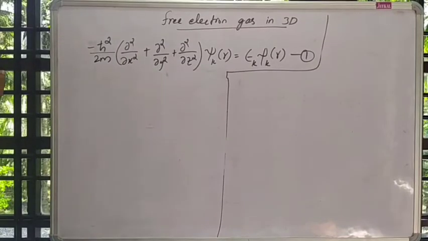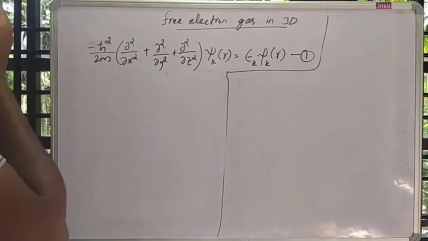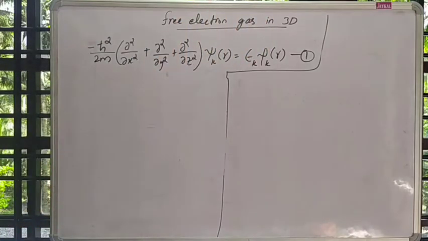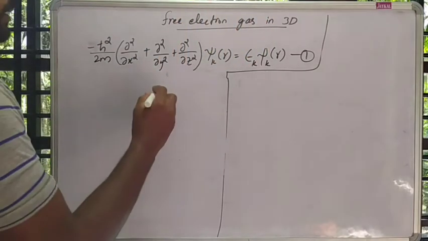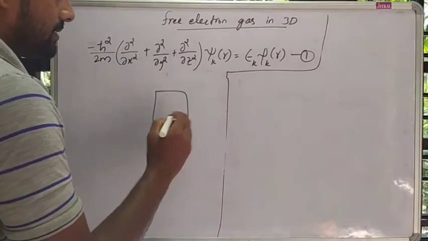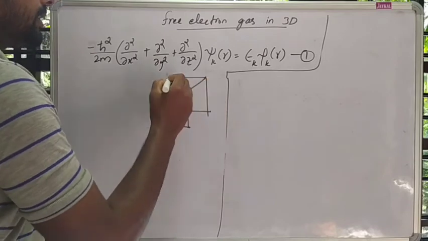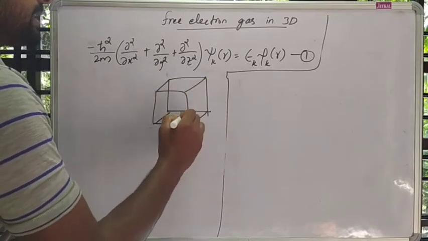Last class, we discussed free electron gas in one dimension. Here we are going to discuss free electron gas in three dimensions. So, the electrons are confined. Here we are considering electrons confined in a cube of edge length L.